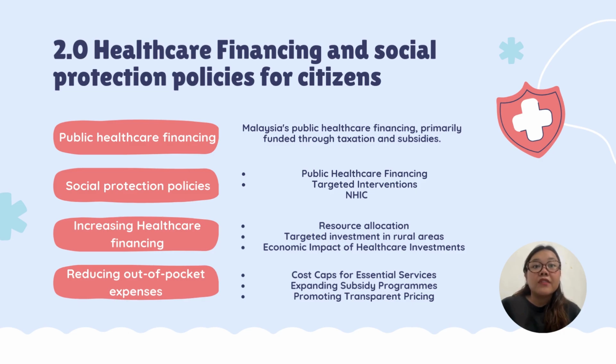Next is targeted investment in rural healthcare. Investment in healthcare for rural areas like Sabah and Sarawak is a priority. Many rural regions face limited access to medical facilities, so by building more rural clinics and introducing mobile health units, the government can ensure that healthcare reaches underserved populations, reducing health disparities.